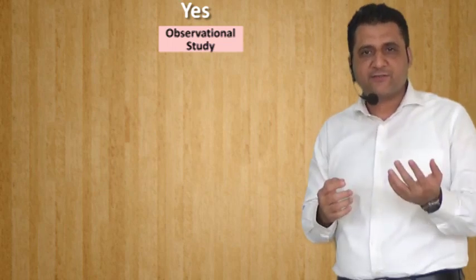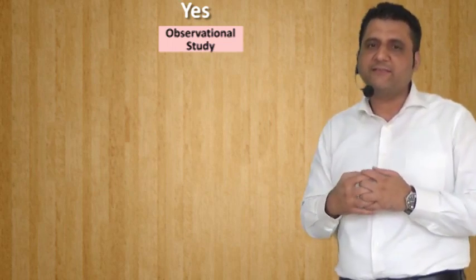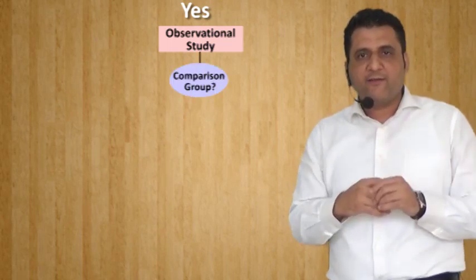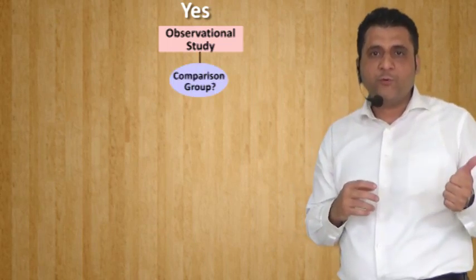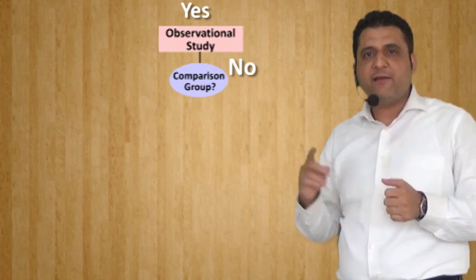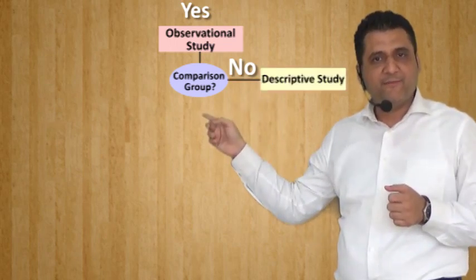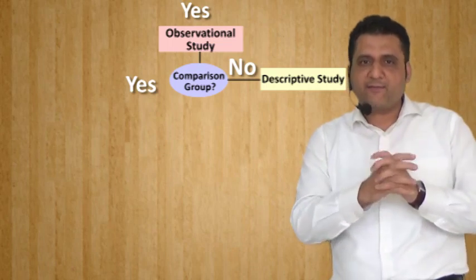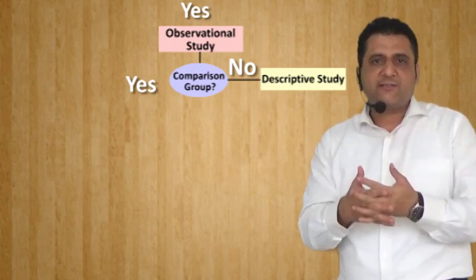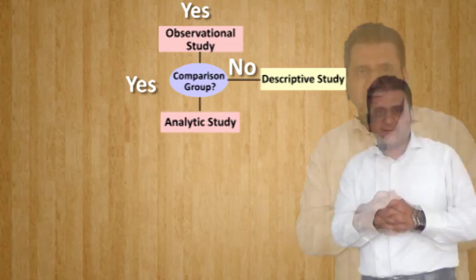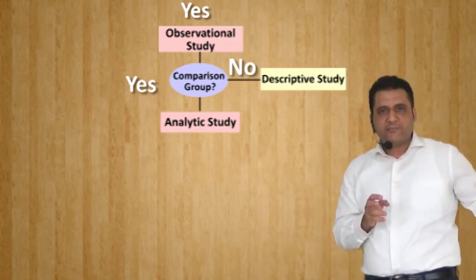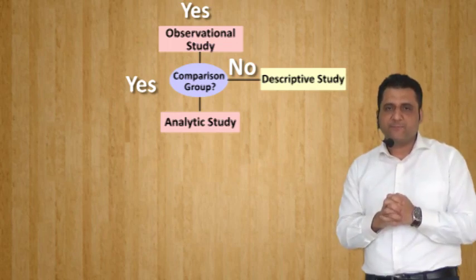The next question a researcher can ask himself or herself is whether there is any comparison group in this study. If the answer is no, then this study design can be labeled as a descriptive study design. And if the answer is yes, that there is a comparison group, the chances are this is going to be an analytical study. And then it can fall in any one of multiple analytical studies which are possible.